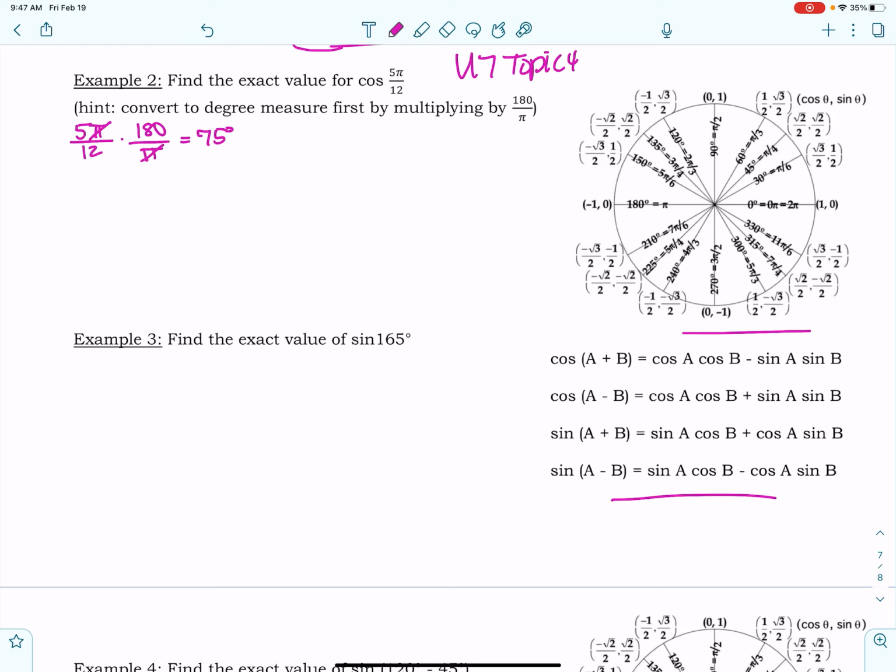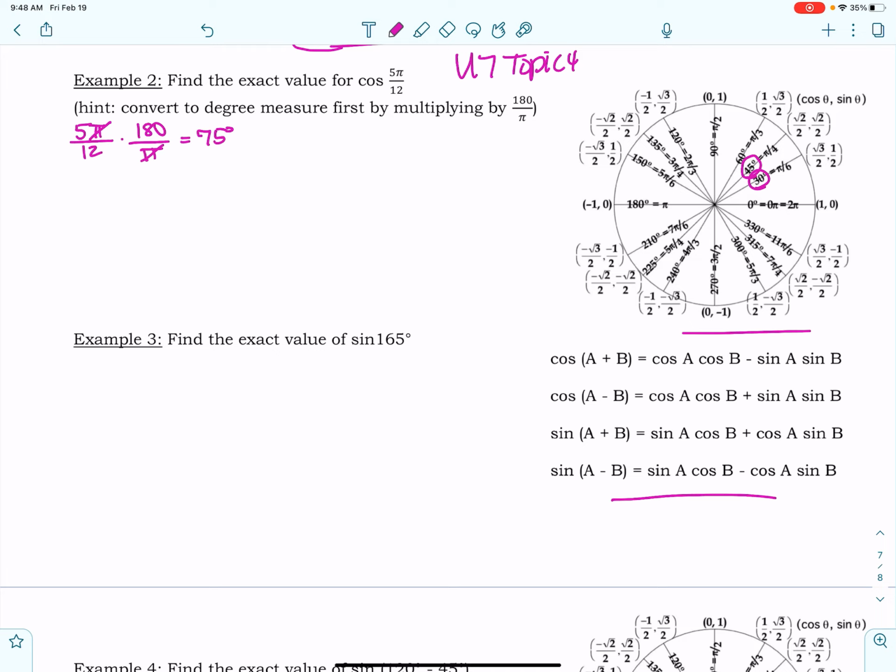So again, 75 degrees, just like in example 1 for cosine 15 degrees, does not occur on the unit circle. So something obvious is that we could use 45 and 30 and just add those together. Now, kids, if the combination of numbers I'm using as a sum or difference to get what I'm looking for, in this case 75, isn't the two values that speak to you, you can use any combination of numbers that add or subtract to give you 75. It does not matter. You will still get the same answer.